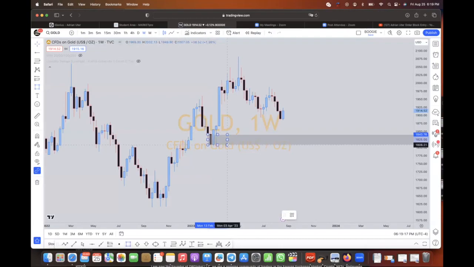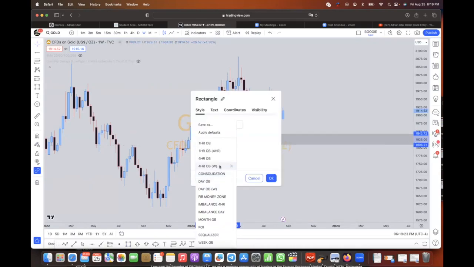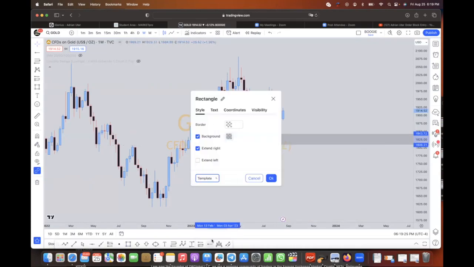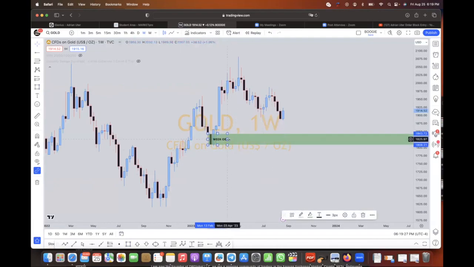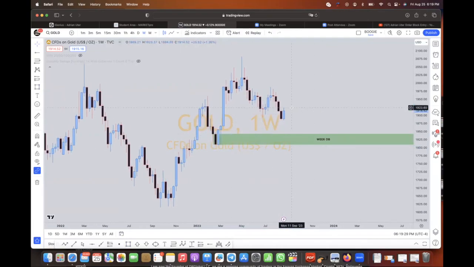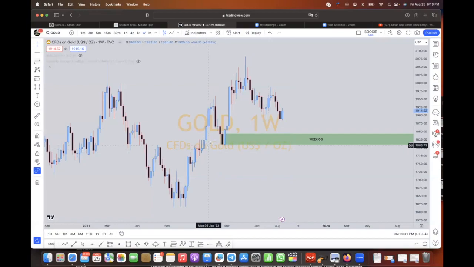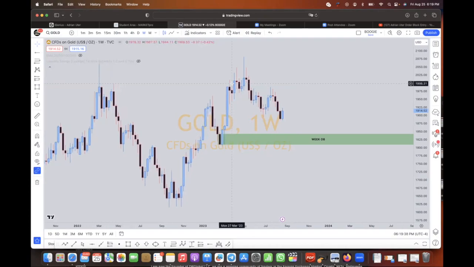Body from here all the way down here. All right. This is stuff you could practice. I'm going to have weak OB, labeled it. Very simple. This is your order block. Opposing candle, big impulse push. Right? This is on the week.